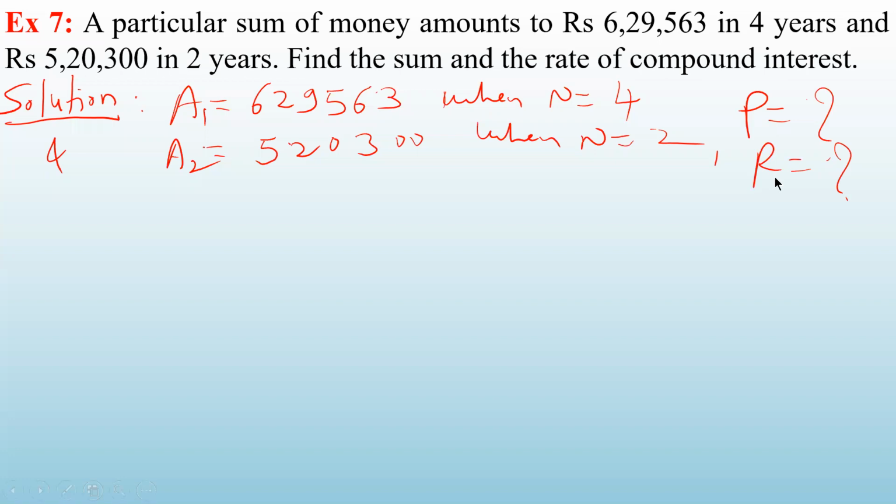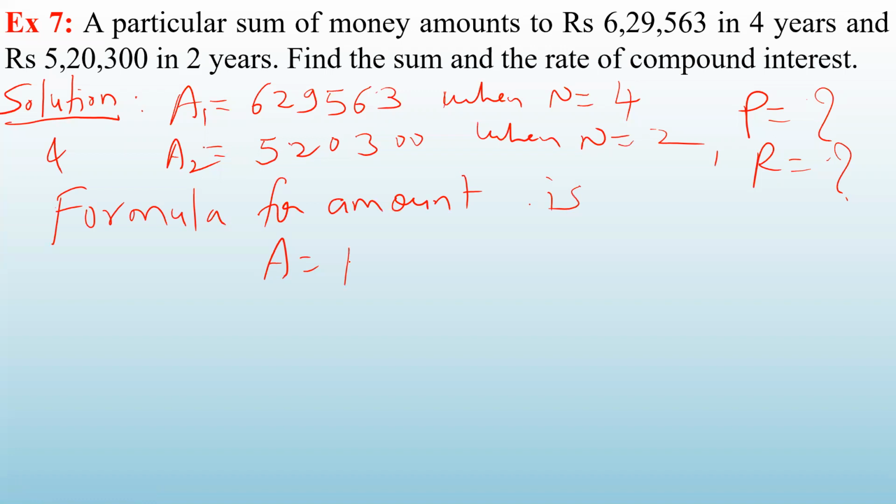So two things you have to calculate. In mathematics, whenever you want to find out the value of one variable, you must have one equation. If you want to find out the values of two variables, you must have two equations. So here, as we know, the formula for amount is A equal to P into 1 plus R upon 100 raised to power n.